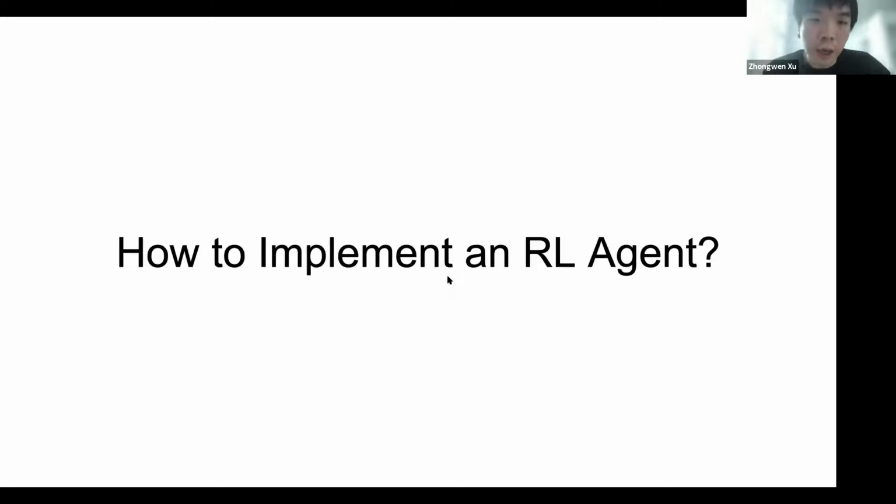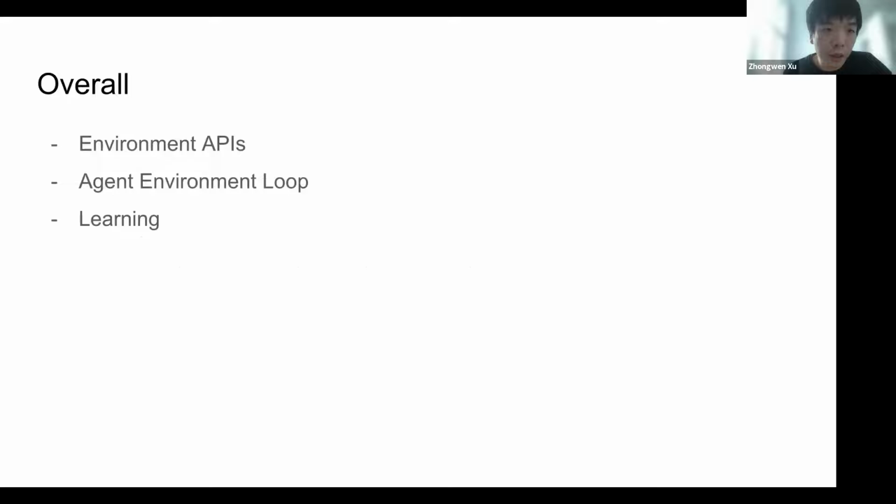Okay, next, as requested by the students in the first lecture, I will spend some time walking you through how to really implement a reinforcement learning agent. There are a few key important parts. The first part is the environment APIs. The second one is the agent-environment loop, which is the essence of the interaction between the agent and the environment. And the final bit is about the learning.